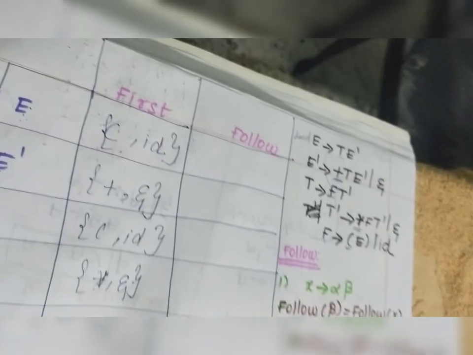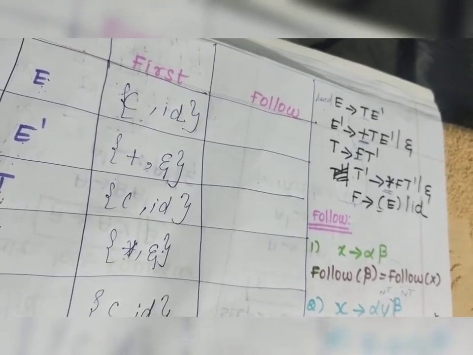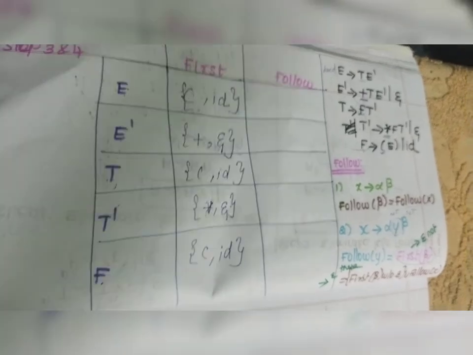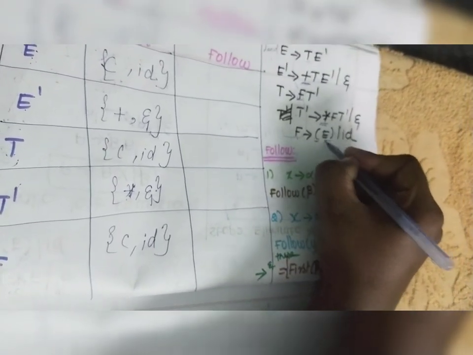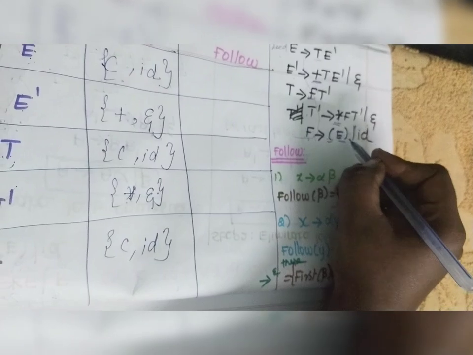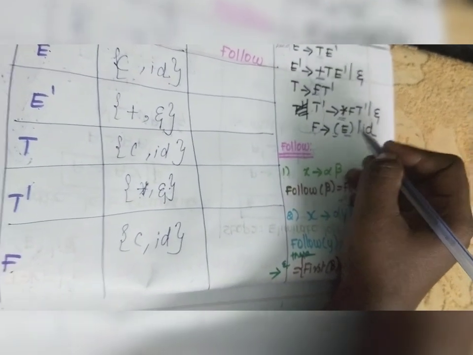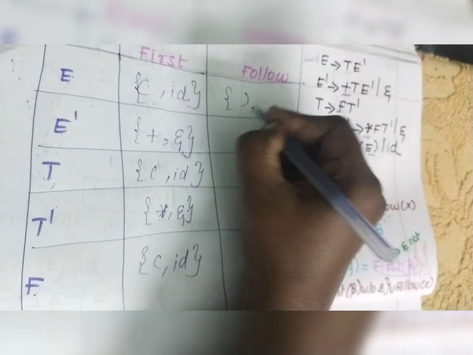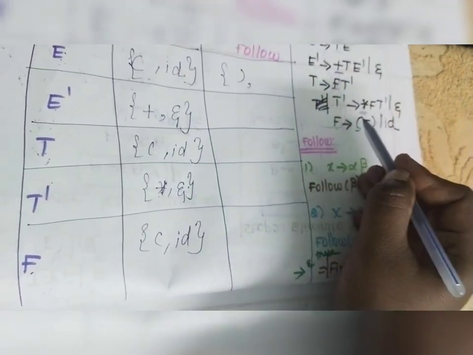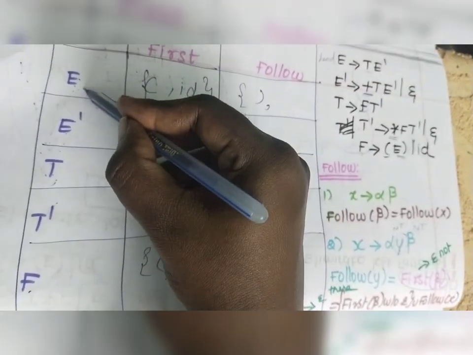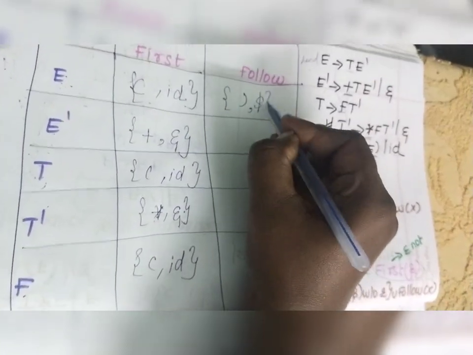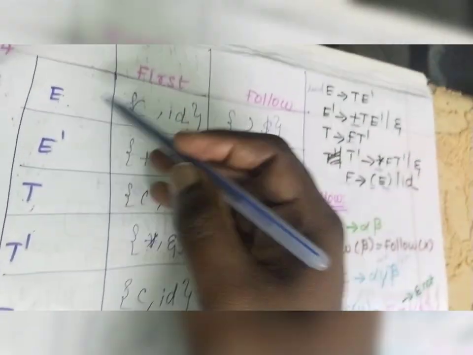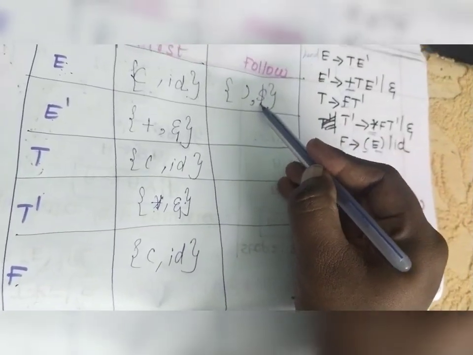Okay, so we will check with the first completed, then we have to do the follow for each head. Follow for E you have to check. Follow means you have to check on the right side where it has E. Here only the right side has E, followed by a terminal. Yes, it is followed by close bracket, then you have to write the close bracket. And if it is a starting state, for example E is a starting state now, you have to additionally mention dollar as a follow. So here E is the starting state, so you have to additionally mention the dollar symbol as a follow.